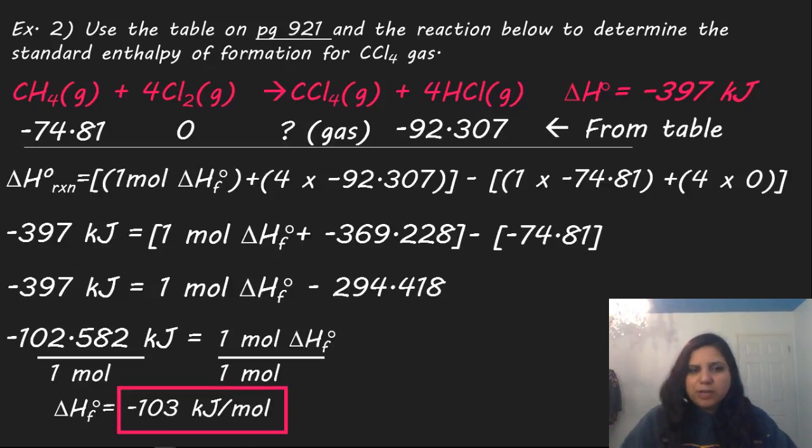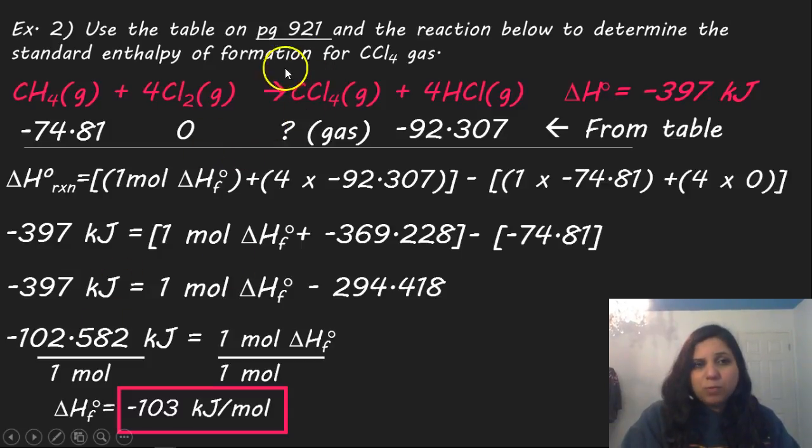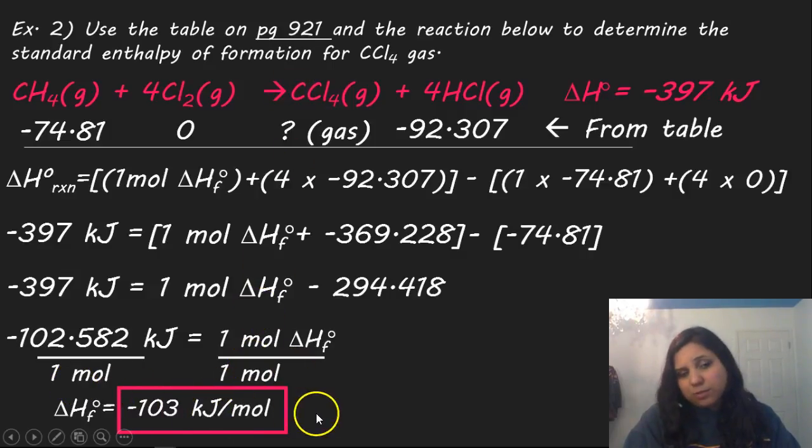Okay, I want to draw your attention to the coefficient. In our example, it was a 1. Had this been any other number, like a 2, then when we took care of this part, it would be 2 moles HF, and then we would divide by 2 moles. Okay, so be careful when you have an example like this. Because the coefficient was 1, we just divided by 1 in the end and got negative 103 kilojoules per mole.